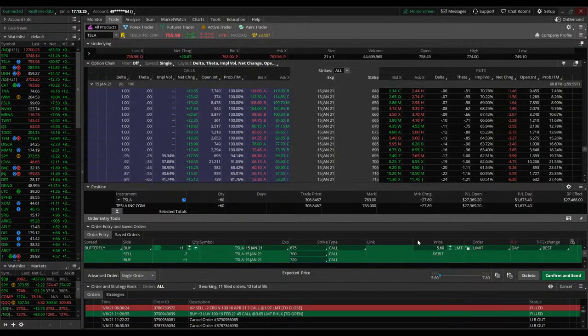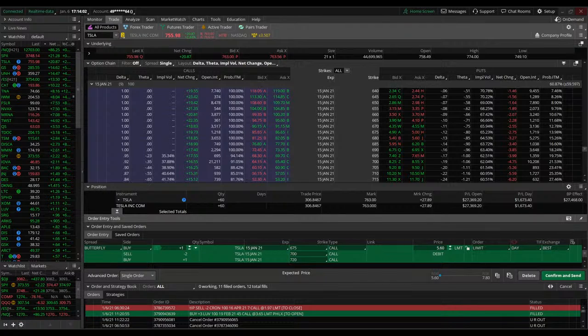So basically, to get max profits, well, actually, I'm very sorry. This is a broken butterfly. This is completely different. A regular butterfly is where the widths are the same amount, between the first leg and the third leg. So you want the stock price to be exactly at the middle strike price for a regular butterfly. This one was a broken butterfly, where the strike prices are not equidistant.